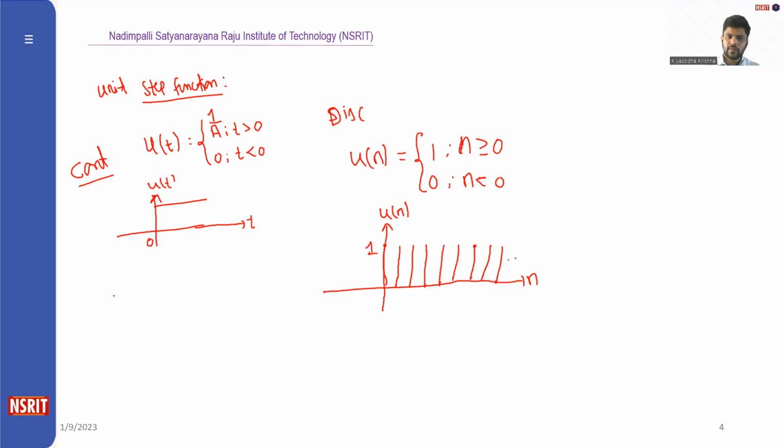And if you consider reversal, it is u of minus t. But in the case of discrete, we don't say u of minus n, because u of n is already defined at 0. So for reversal, you can take u of minus n minus 1.